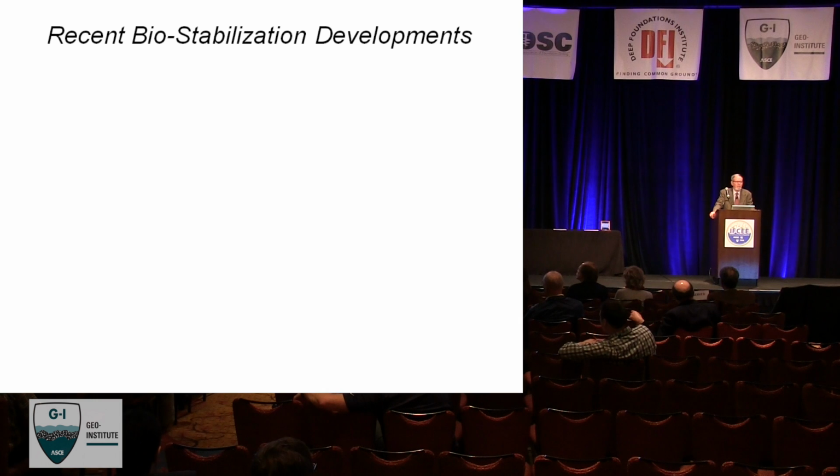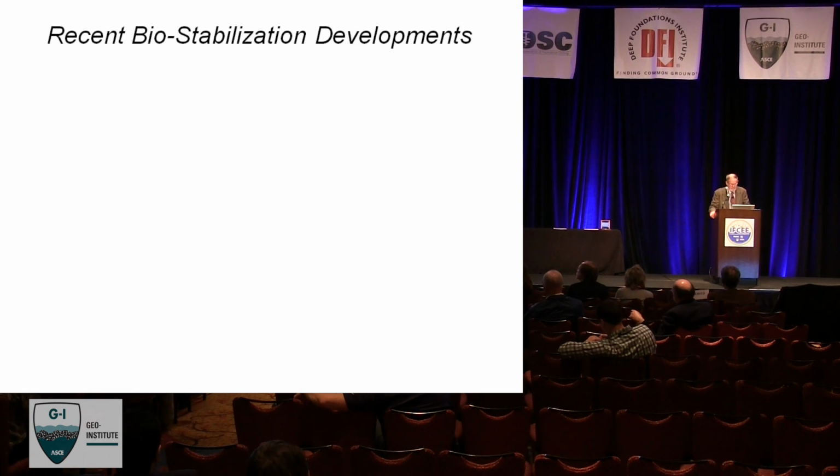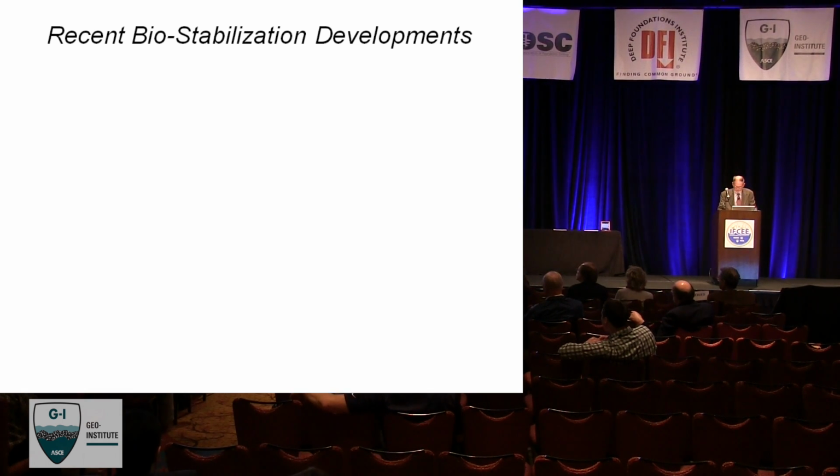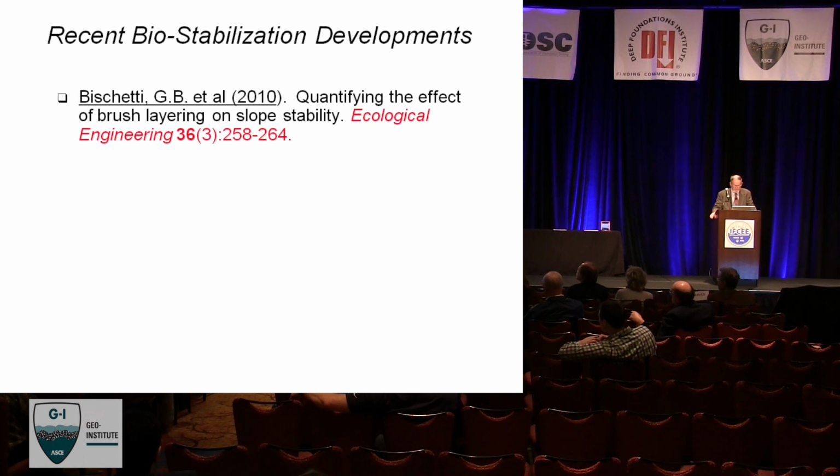One of the criticisms of biostabilization is the dependence on operator experience and empiricism, and the alleged lack of rigorous analyses, reliable field data, and dependable design guidelines. Here are three recent studies that address these concerns head-on. And we start with Bichetti, who quantified the effects of brush layers on slope stability. This paper appeared in Ecological Engineering back in 2010.